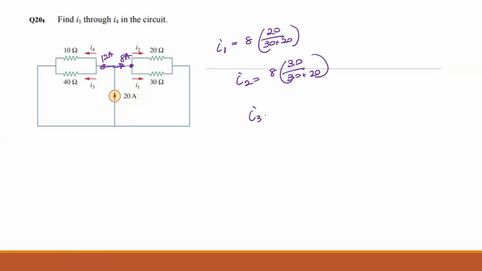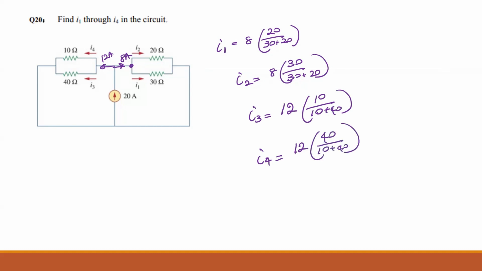Similarly, I3 you can write as, now the total current going towards the left side of the circuit is 12 amps, which we found before, times 10 divided by 10 plus 40. And I4 will be 12 times 40 divided by 10 plus 40. So that is the current division rule. So you can find all the currents. When you add all 4 together, you should get 20 if you have done it right.